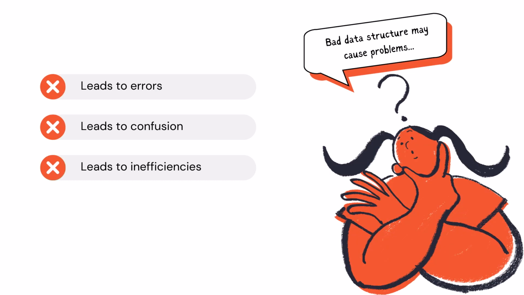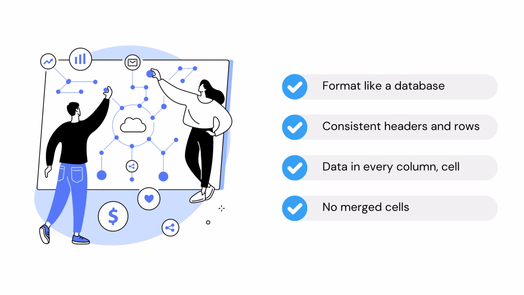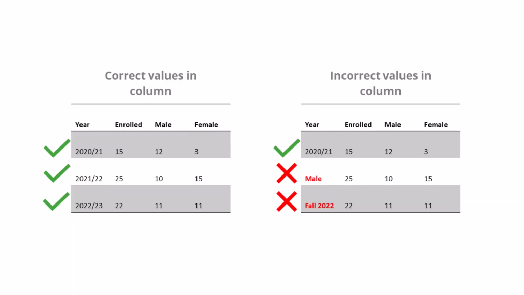A bad data structure can lead to errors, confusion, and inefficiency. For good spreadsheet data structure, remember, format your data like a database. Make sure all header rows are the same. Check that every row and column contains data. And please avoid merging cells. It is important to know what each record or row that your data has represents. Only when you know what each record means can you prepare your data for analysis.